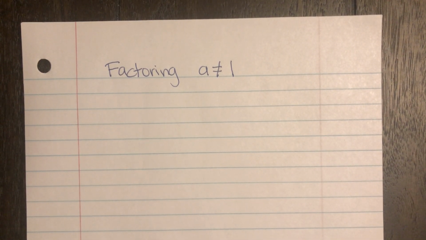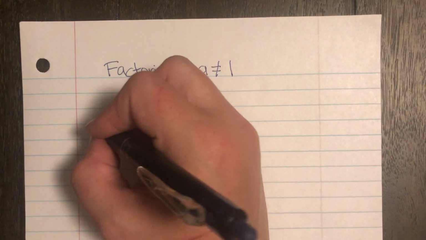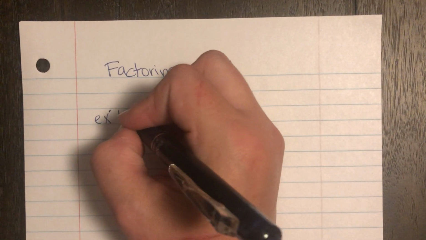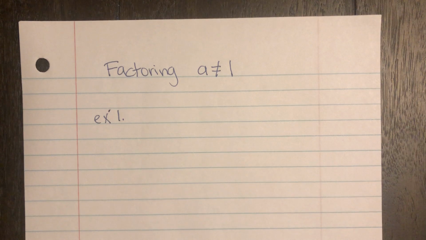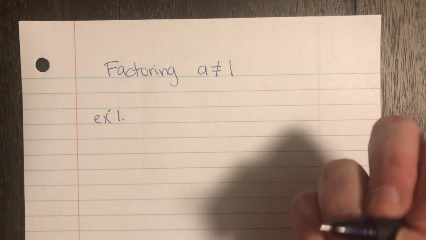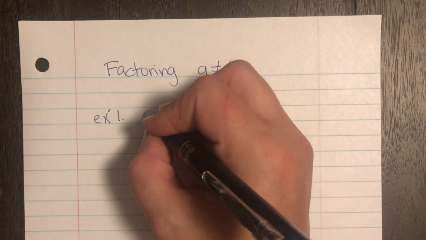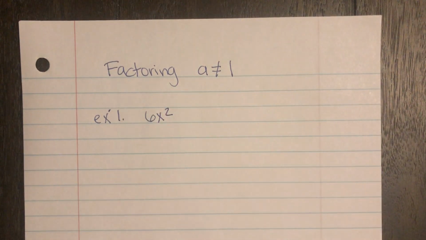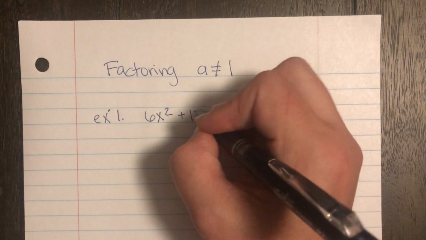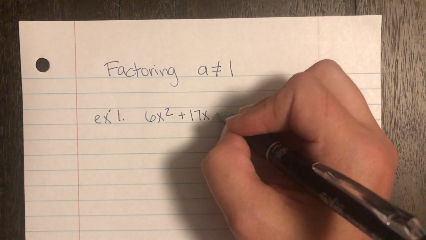All right, so the first problem that we're going to do is going to be example 1. And we're going to solve the same equation in the two different methods, so you can compare and contrast and figure out which one you like more. 6x squared plus 17x plus 5.